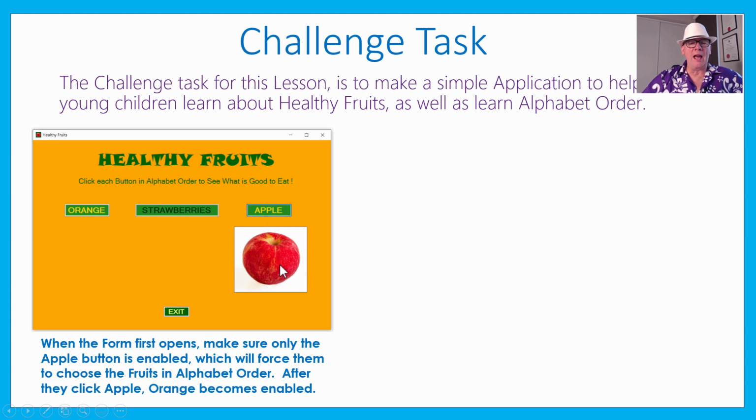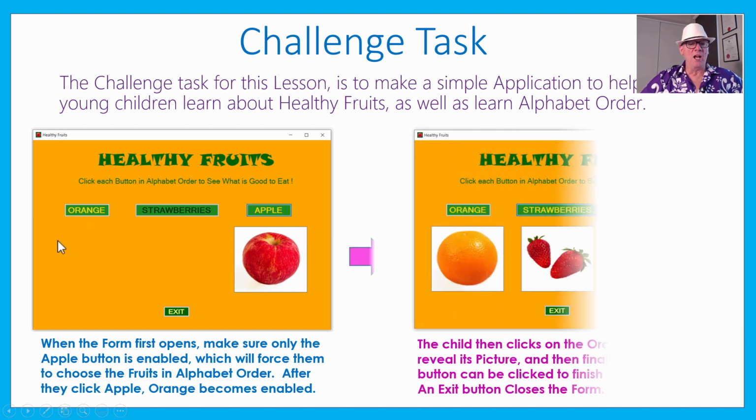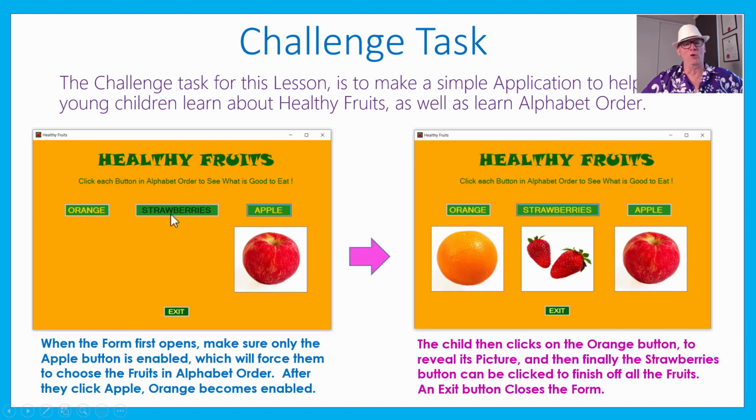Okay, so when you click apple, apple gets revealed. You cannot click the other ones, but as soon as apple is clicked, see orange has been made active here, it's been enabled. So next you'll be able to click the orange button and you should have your orange appear. Then last of all, you should click strawberries because it's A, O, and S for alphabet order.